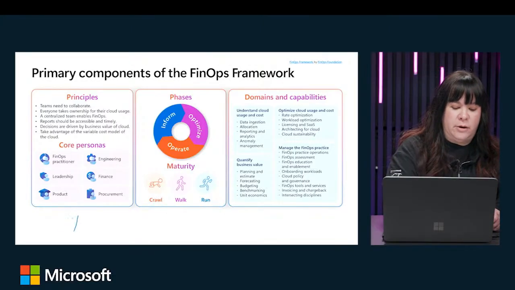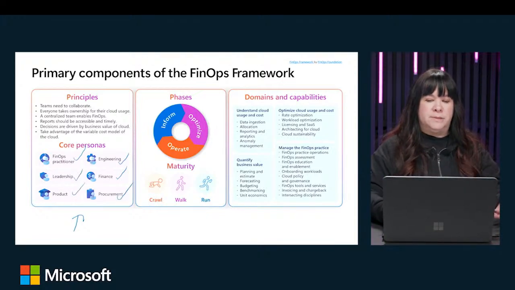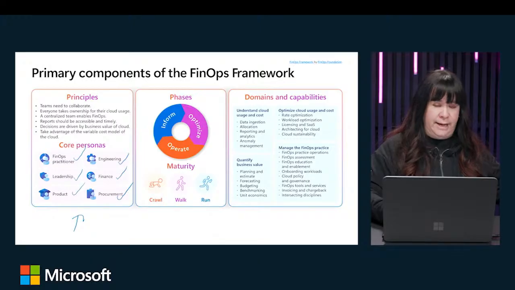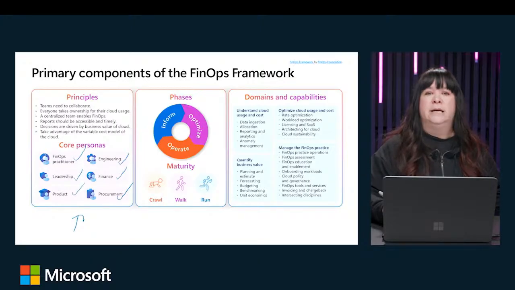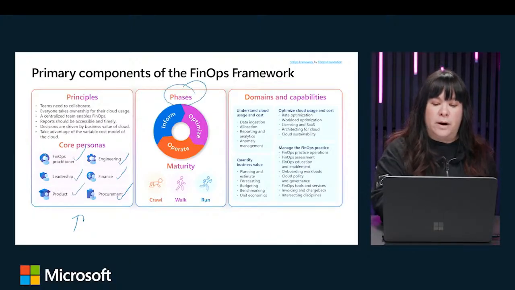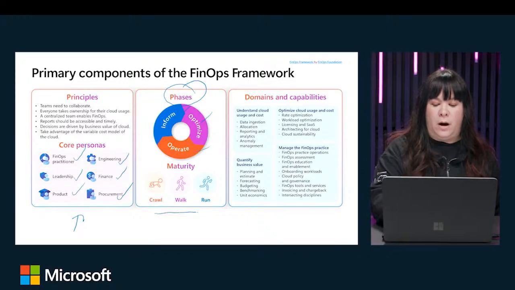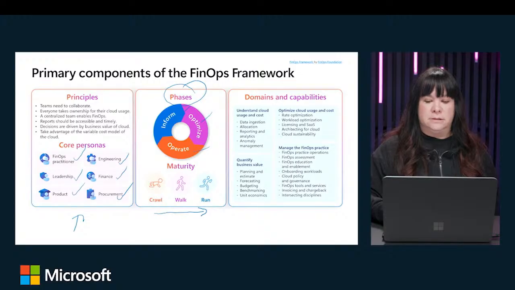These are, as you can see in here, your core persons. So you've got your FinOps practitioner, you've got engineering, finance, leadership, product, procurement. Think about using the principles with this is also kind of aligning with your cloud adoption framework, right? Those people and processes. And the next thing we've got our phases. So you need to inform, optimize, and operate, right? That whole crawl, walk, run maturity.